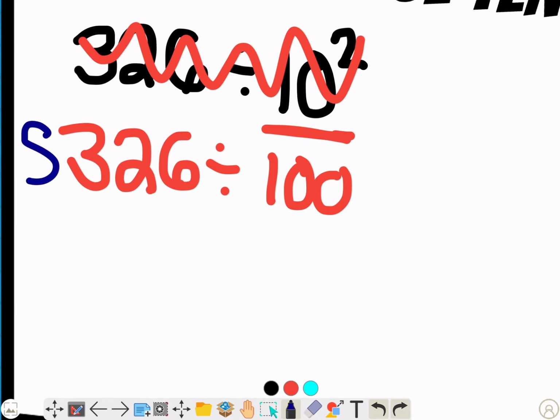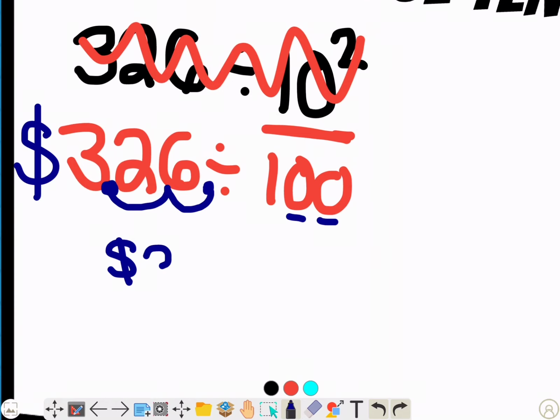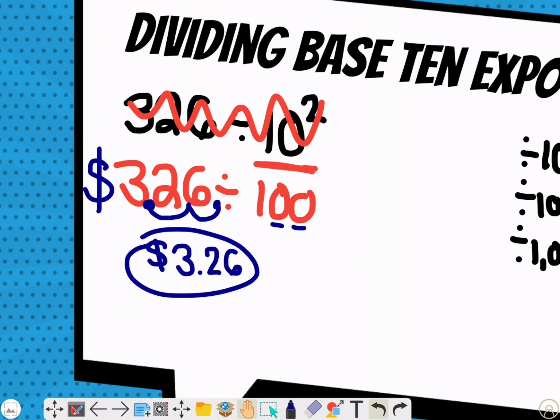If I think about this with money and I put the decimal right here, it's still $326. If I put the decimal right here, now it's different, it's $32.06. And if I put the decimal right here, it's $3.26. So imagine you have $326 and you're dividing it amongst 100 people. How much would be in each group? You jump your decimal back 2 times. There are 2 zeros. That's saying that each person would get $3.26.